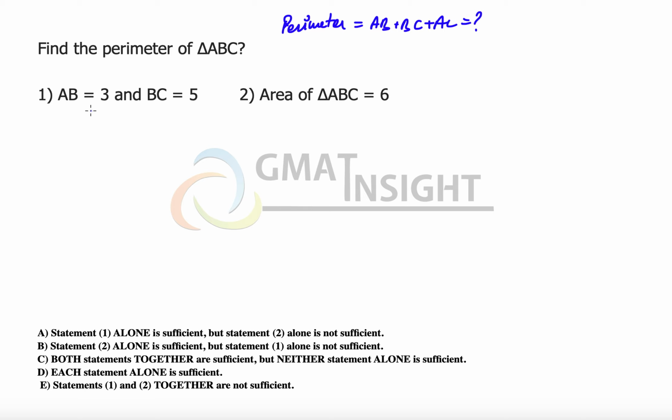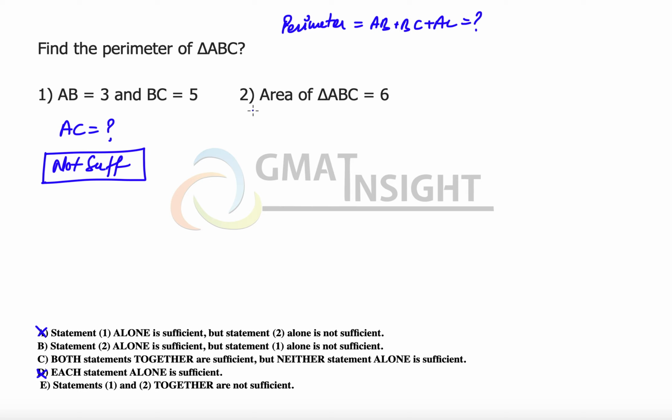The first statement says that two sides, AB and BC, are 5, but we still do not know the length of the third side, and it can vary. We can find out the entire range, which is not needed for this particular question, but the particular length of the line AC is unknown. Therefore the first statement alone is not sufficient to answer the question. Option A and option D can be eliminated here.